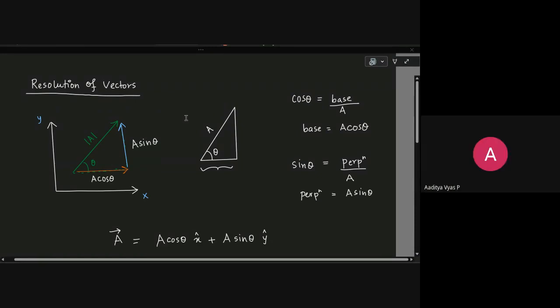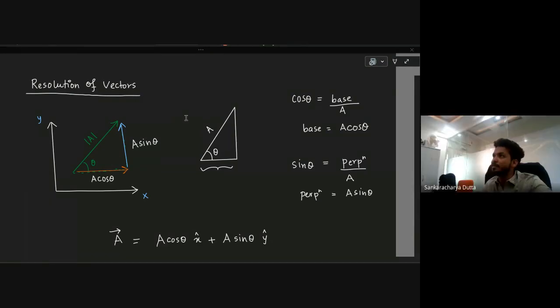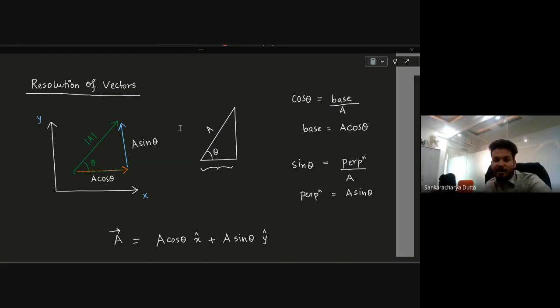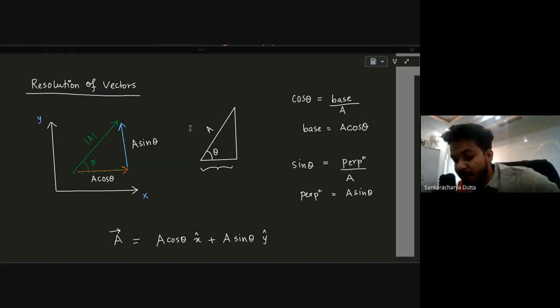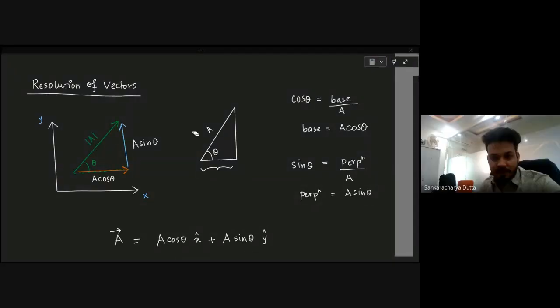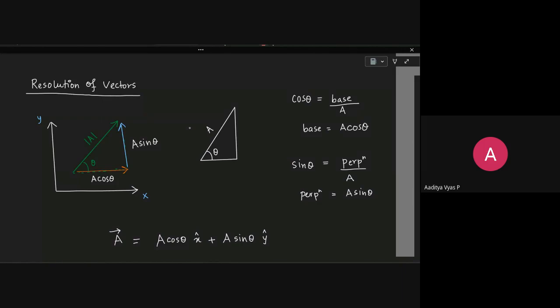Sir, can I have you repeat the last step? Yes, one by one, please. Sir, when the base is A cos theta, then it will be A cos theta by A, no, sir? That means A will cancel. Does that mean cos theta equals cos theta? I'm unable to understand your doubt. Can you repeat one more time? Cos theta equals base by A. Yes. Now base is equal to A cos theta.